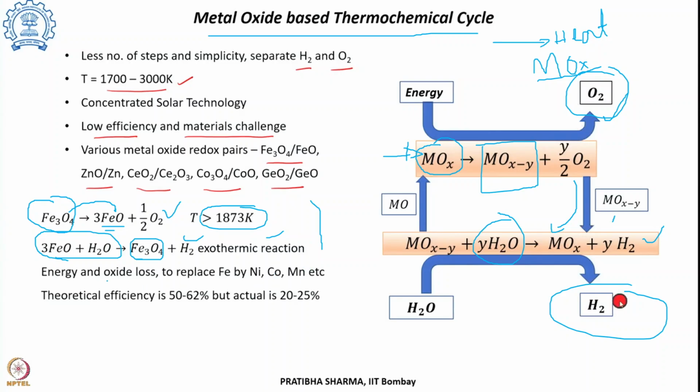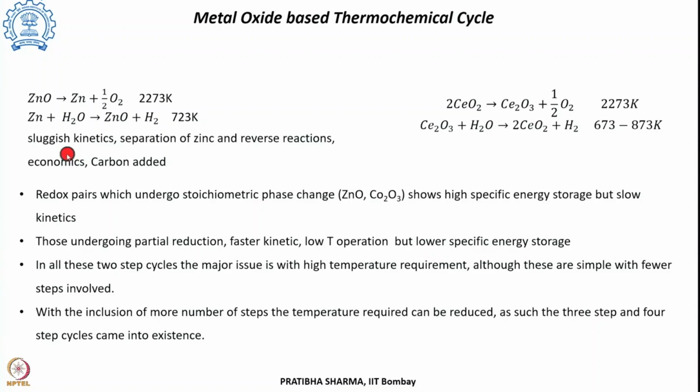And other oxides, replacing this Fe by nickel, cobalt, molybdenum, etc., can also be used. Nickel oxide, molybdenum oxide, Mn oxide can also be used. And this is the ZnO. Same reactions. If you understand one reaction, then these reactions are also easily understandable.